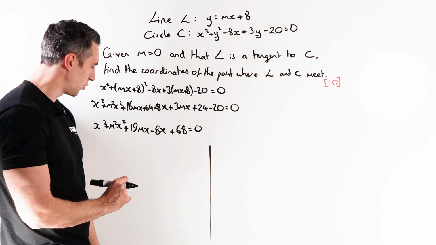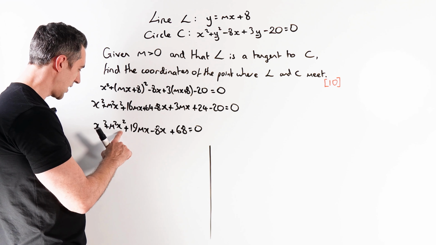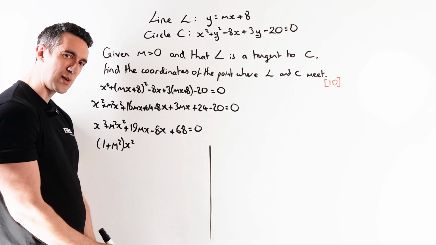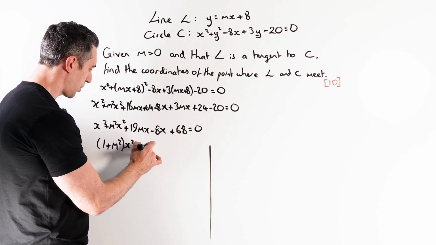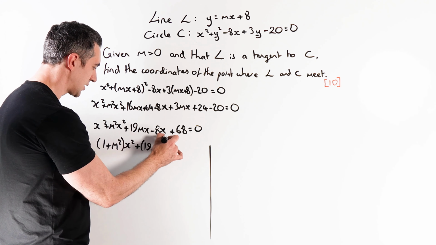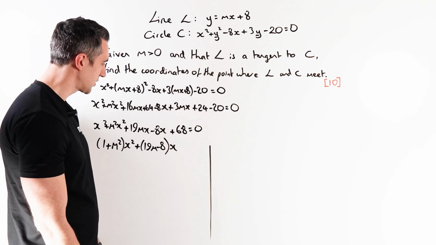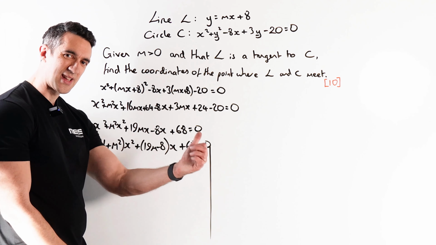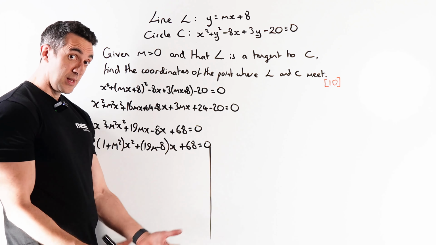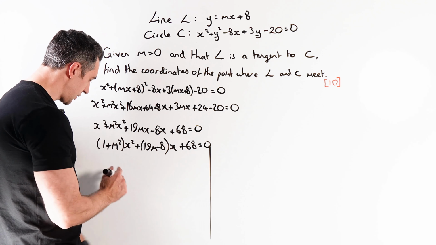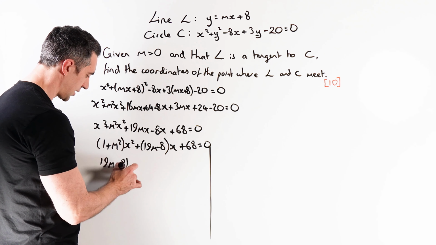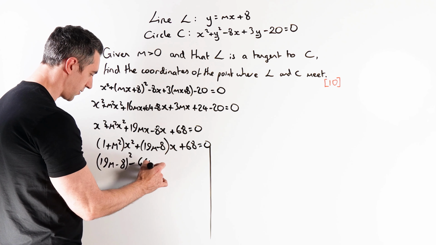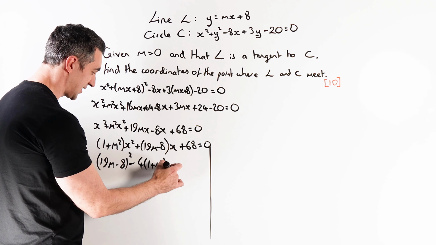So let's write it a little bit nicer for our discriminant purposes. We can take the x squared out of this and make it 1 plus m squared. So we can now see what our a is for our discriminant. We've got plus 19m minus 8, x, that's our b for our discriminant, and then plus 68 tagged on the end, equal to 0. All right, so there's our quadratic in about as nice a form as we can write it. Now we've got to do our discriminant, okay? So we've got b squared, so (19m minus 8) squared, minus 4 times a, which is this 1 plus m squared we've got over here, times c, which is 68.